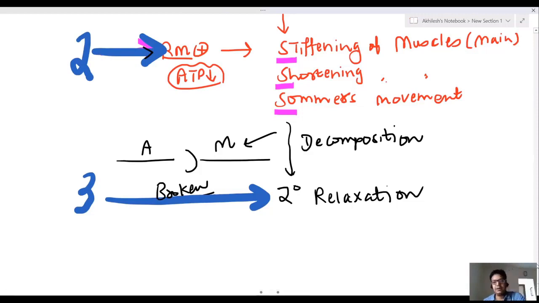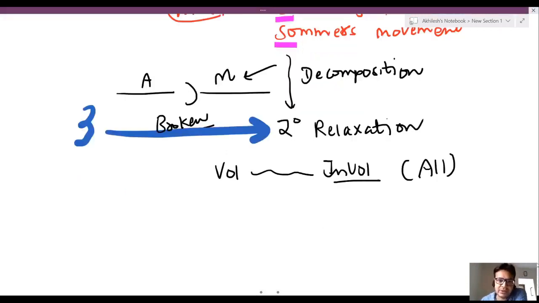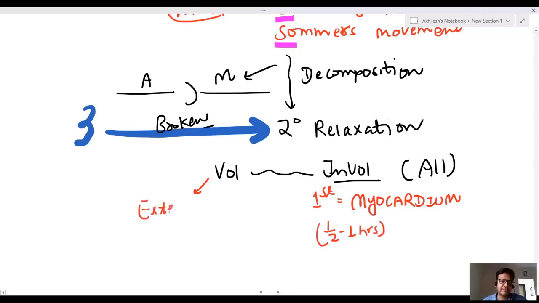Rigor mortis involves voluntary muscles as well as involuntary muscles. It involves all body muscles. Now this question comes: which is the first muscle to be involved? First muscle involved is myocardium, seen in half an hour to 1 hour after death.